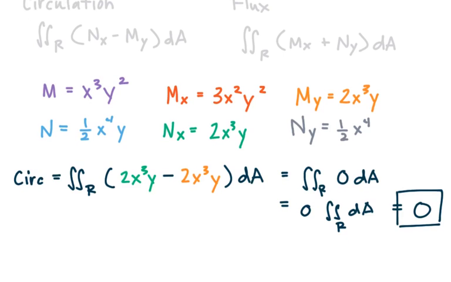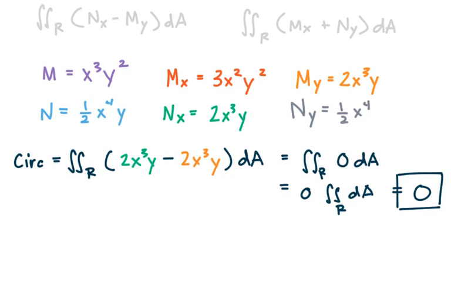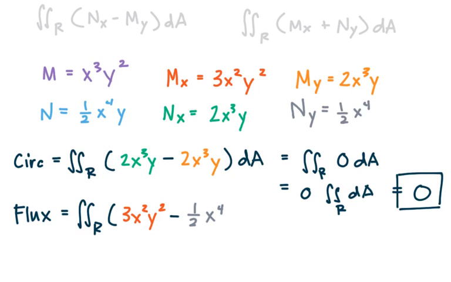Okay, let's set up our flux integral. Here we have that flux is the double integral over the region R of m sub x, which is 3x squared y squared, minus n sub y, 1/2 x to the fourth, dA. Now this integral is not going to simplify to 0.